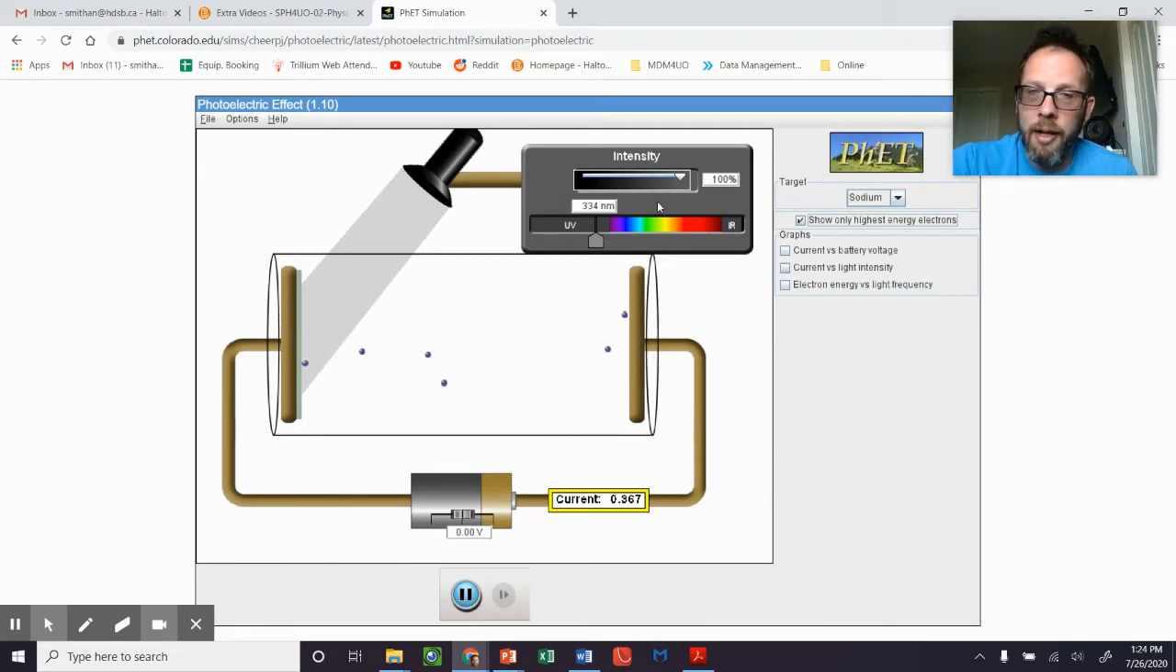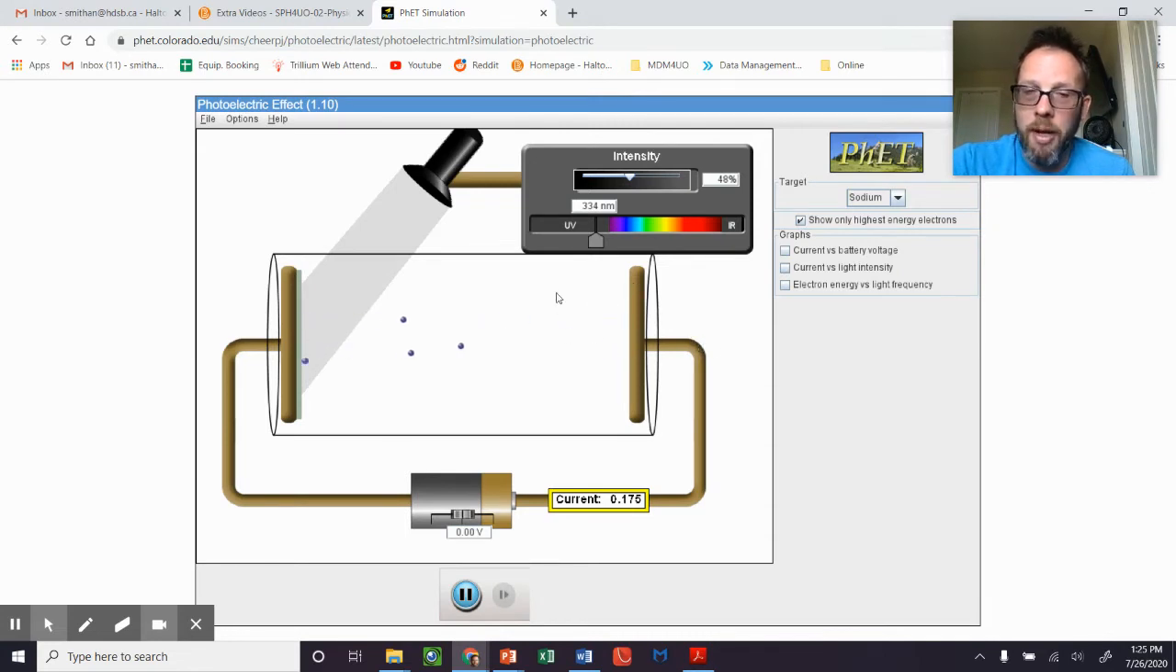The first thing I want to convince you of is that if I reduce the intensity, I'm going to lower the amount of electrons, but they're going to have the same energy. If you can mentally look at the speed they have, if I decrease the intensity to maybe 50%, same light, I'm not getting as many photoelectrons, but you can see they have the same kinetic energy.